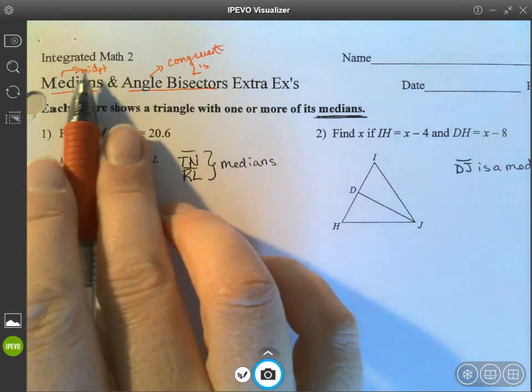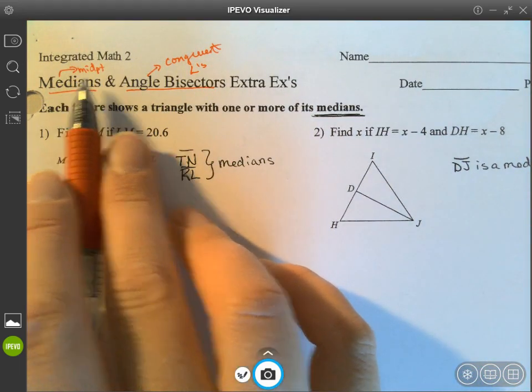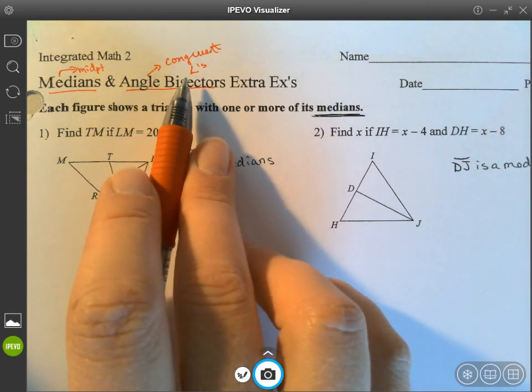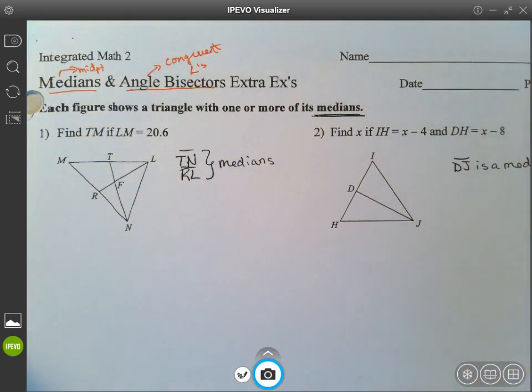So medians mean you have a midpoint. That means segments are really congruent. Angle bisectors mean you have congruent angles. Now we have to watch what we're doing here.